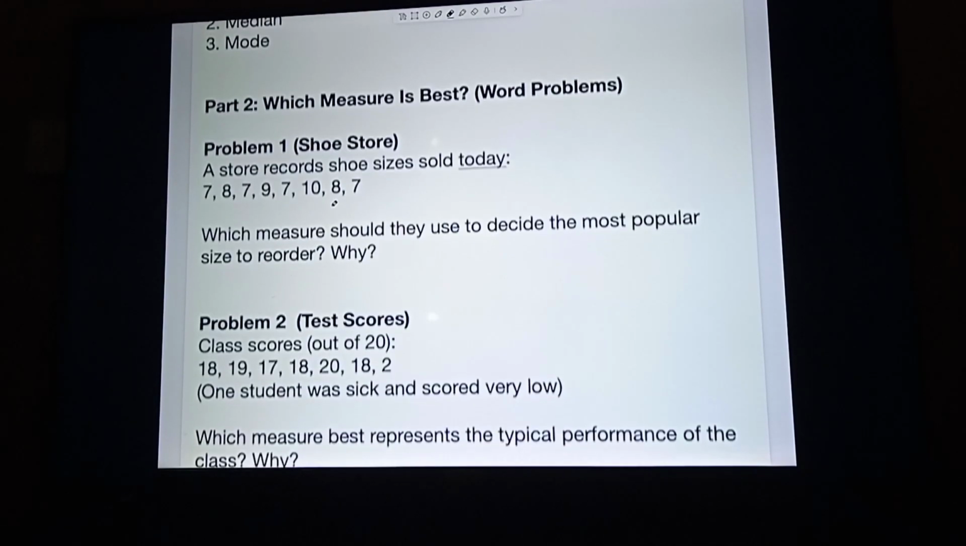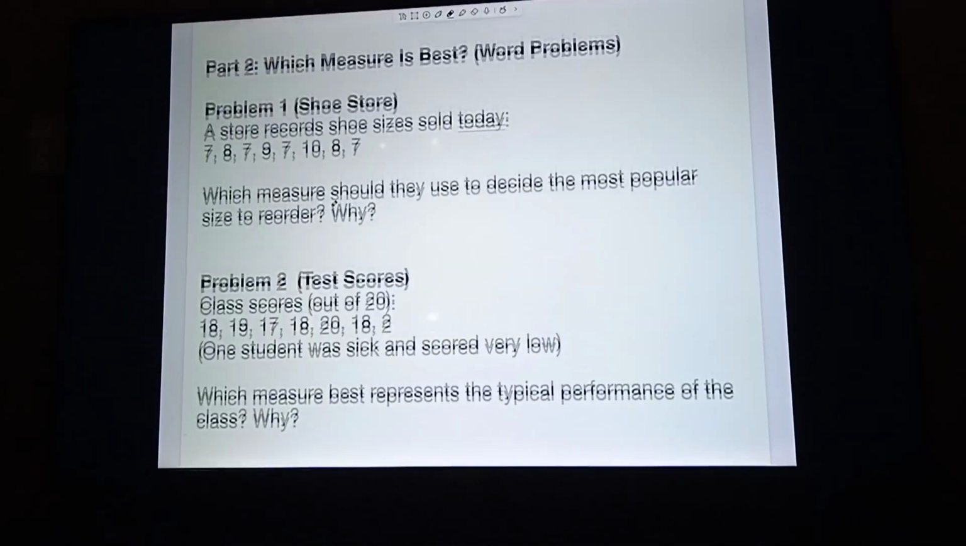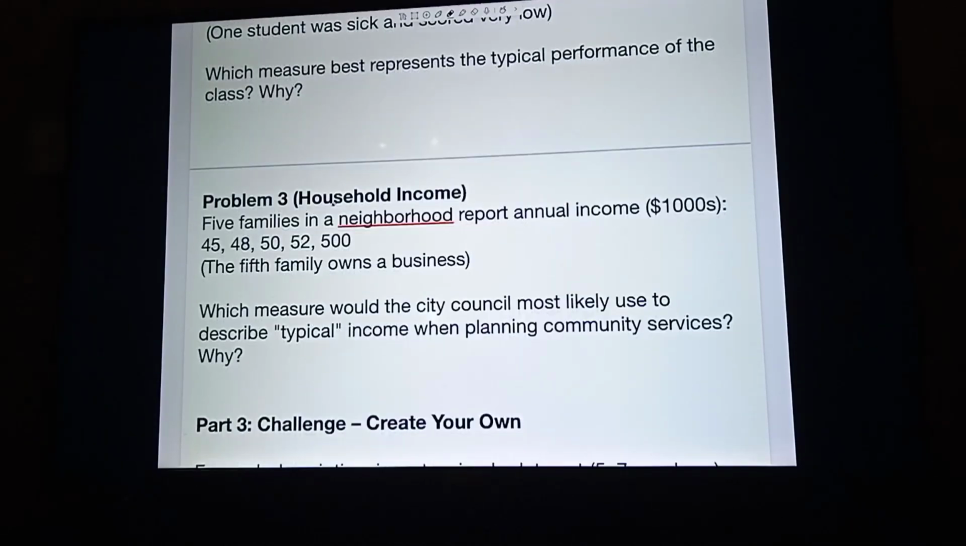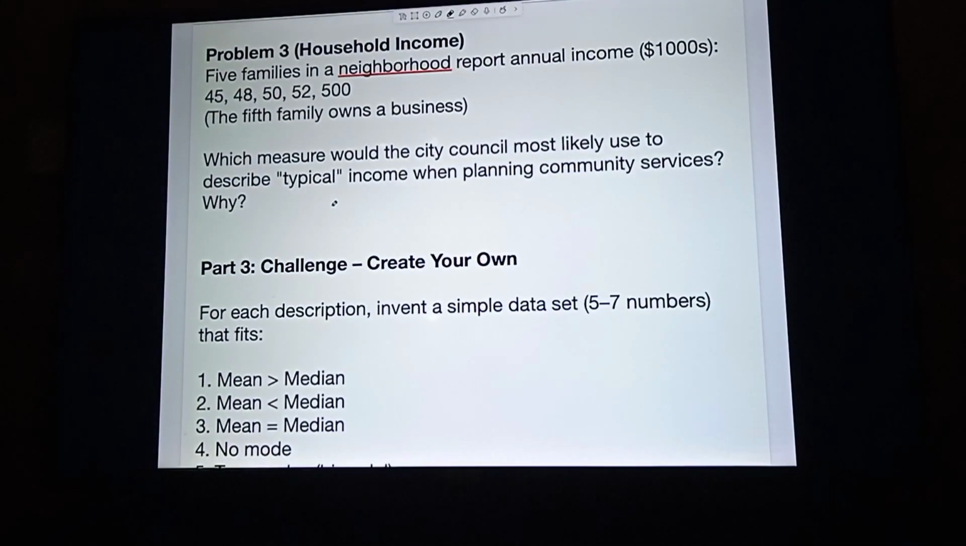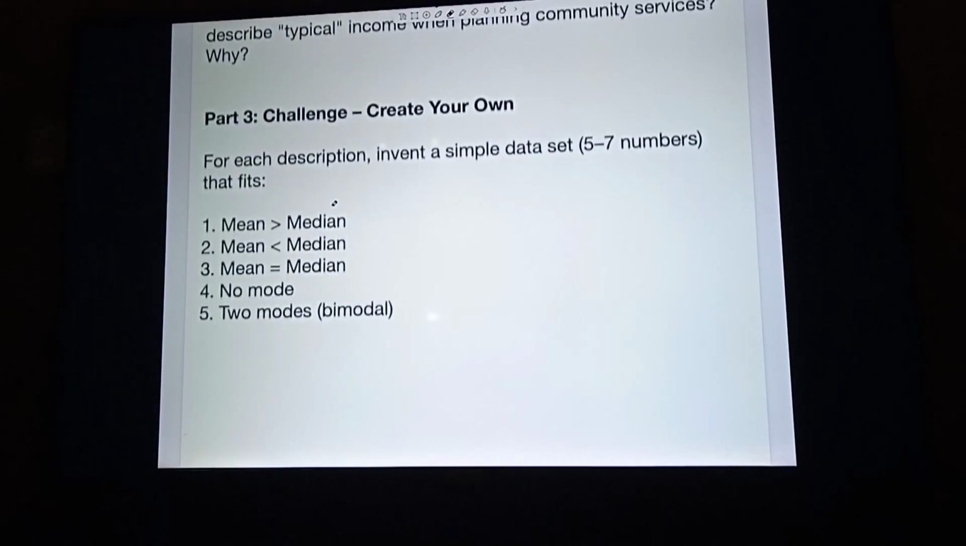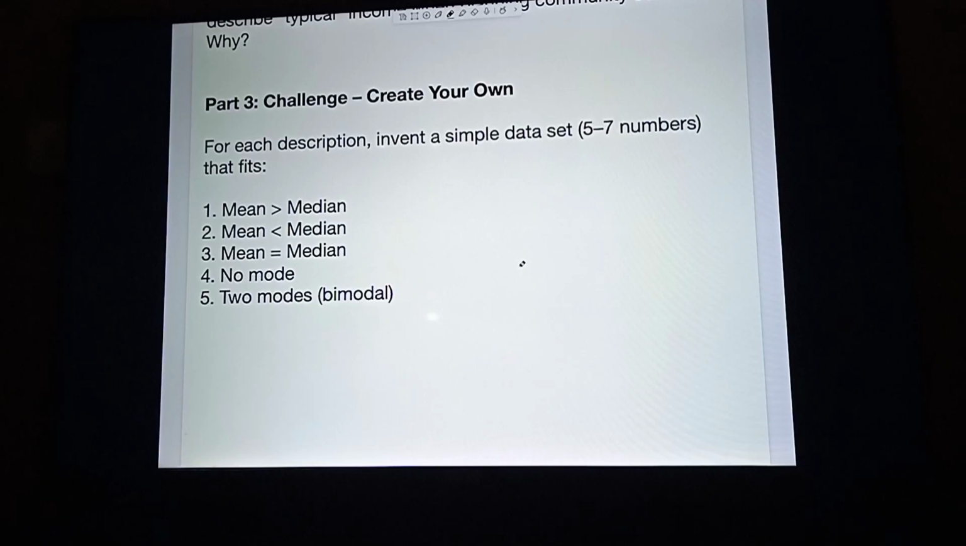Okay, and these are word problems. So try to solve these exercises.